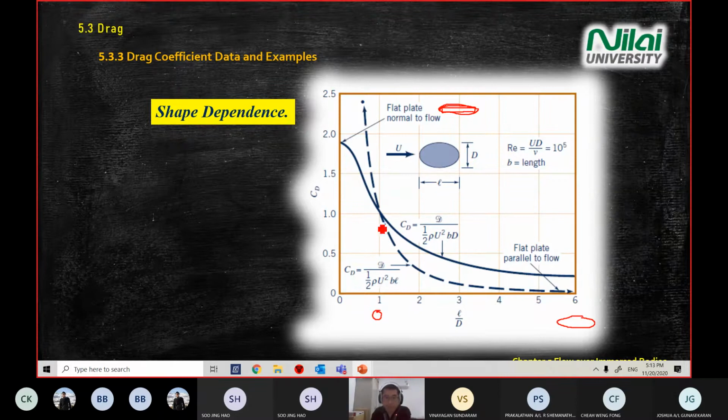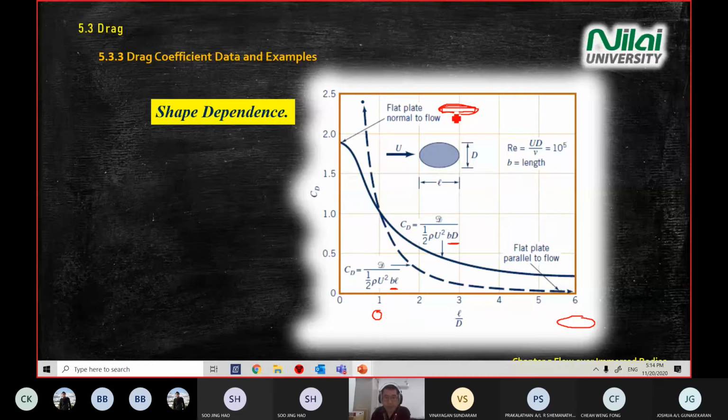And this dotted line is also, wait, this one. No, I think this solid line refers to this one, B and L. Okay, this equation refers to B and L. This line refers to B and D. Okay, solid line refers to B and D. Dotted line refers to B and L. Okay, B is the width of the object.